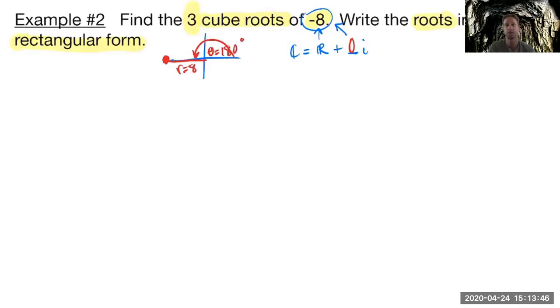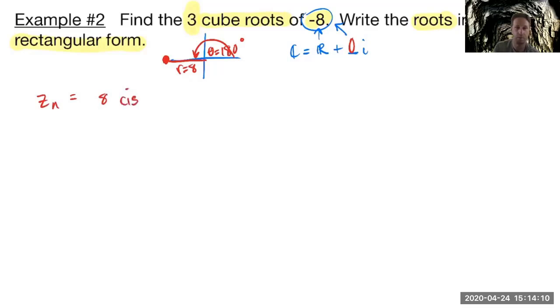So when I'm looking at the cube roots of this thing, I'm looking for all the roots, any of them, which happens to be 3. I'm going to write it as n to represent any of them. And if I can write this, then I should be able to put in that 0, 1, and 2 for the k in order to find all 3. So I've found my r is 8.